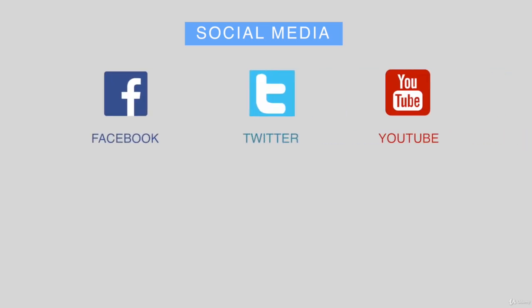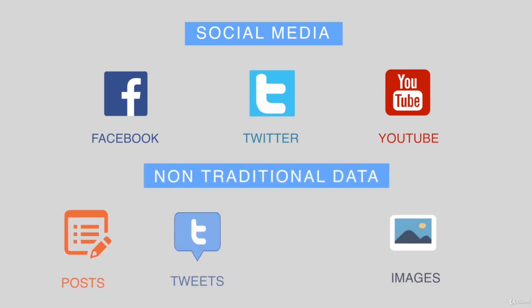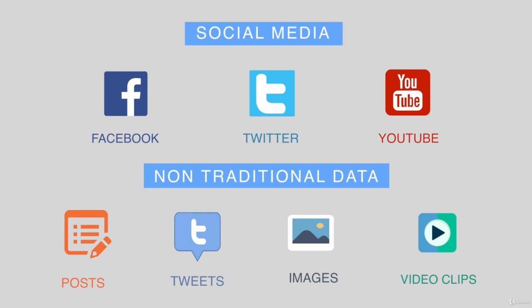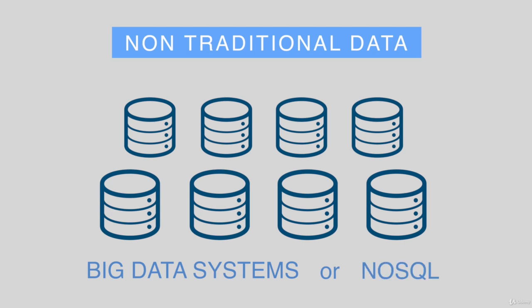In recent times, social media sites like Facebook, Twitter, and YouTube have a huge requirement to store non-traditional data such as posts, tweets, images, and video clips. These kinds of non-traditional data can be stored in big data systems or NoSQL systems.